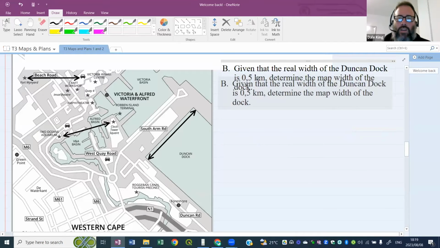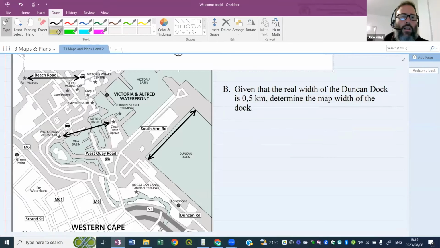Here it is. Given that the real width, there's that word again, real width of the Duncan dock, which is this line here, or there's the dock. So that's the width they're talking about on the map. Given that the real width of that is 0.5 kilometers, determine the map width.